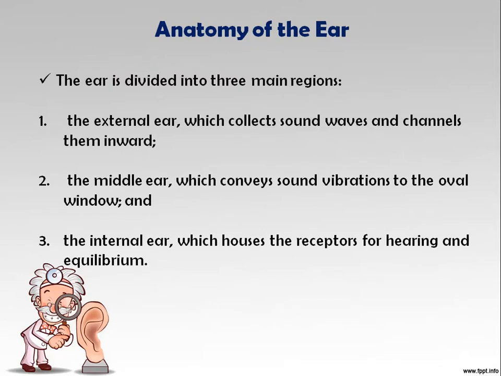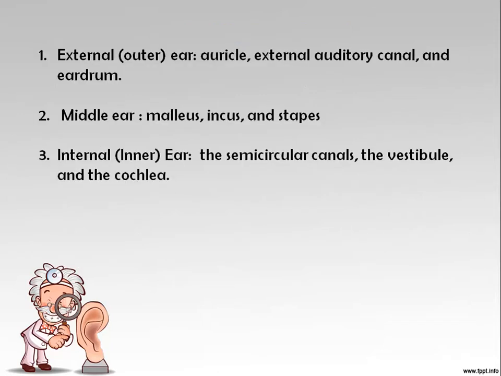Anatomy of the ear. The ear is divided into three main regions. First one is the external ear, middle ear and the internal ear. The external ear collects the sound waves and channels them inward. The middle ear conveys the sound vibrations to the oval window. And the last one is the internal ear, which houses the receptors for hearing and equilibrium.